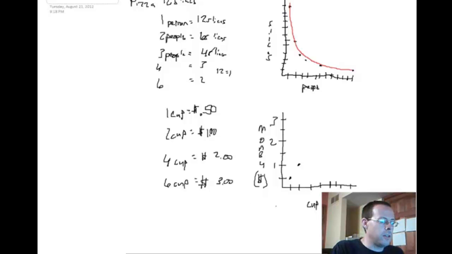All right, so we're going to plot these points. So 4 cups is $2, and 6 cups is $3. All right, and now we're going to connect these lines and get another graph.